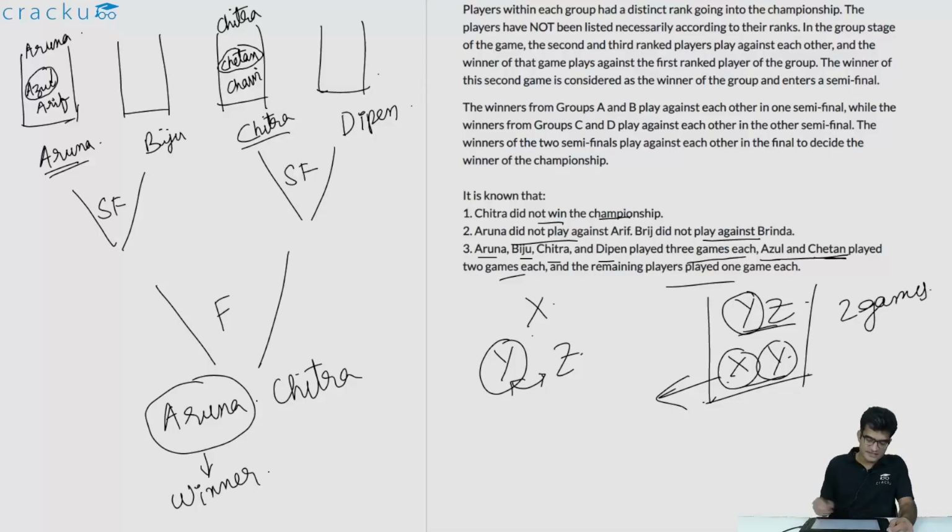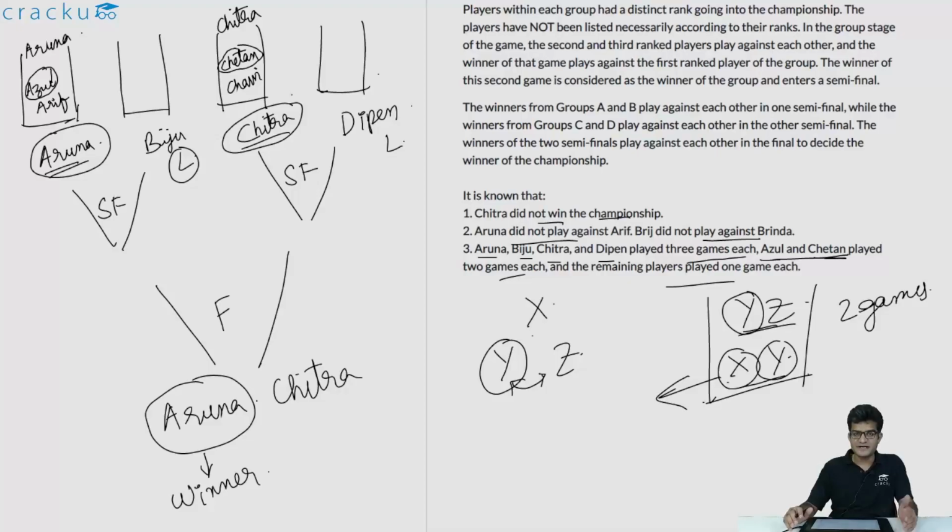This would also tell us that Aruna won against Biju, so Biju lost in the semi-final. Chitra was also the winner of the semi-final, so Deepen lost in the semi-final. We know that Biju and Deepen played 3 games each. One of them was the semi-final. So even before the semi-final, both Biju as well as Deepen played 2 games.